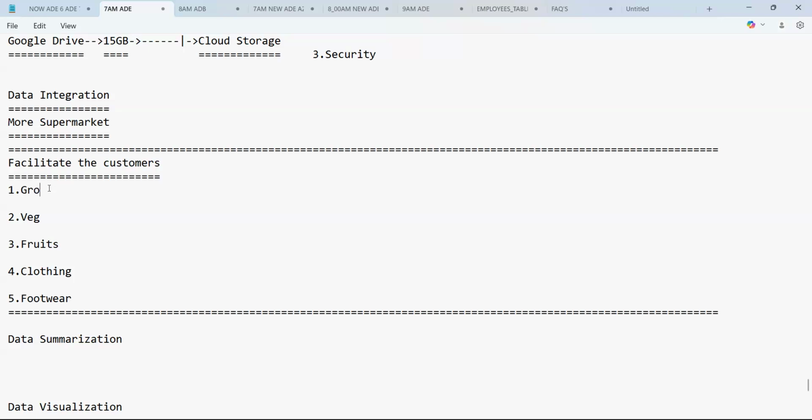Now, guys, in the same way, if you replace the groceries, vegetables, fruits, clothing, footwear with data, what is that called? Data. So this data, can you see here? Data will have many users.